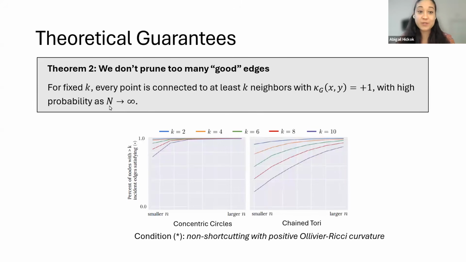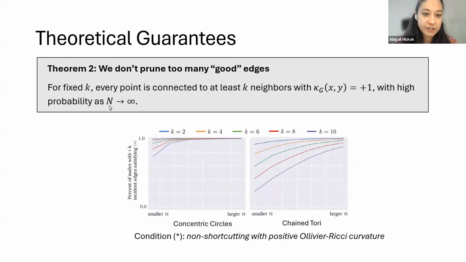Our second theorem says that we don't prune too many of the good edges, which are the edges that are actually along the manifold. So we want to prune our shortcutting edges, but make sure we're still leaving behind enough good edges so that we're still scaffolding our manifold nicely. What this theorem says is that for any fixed number of neighbors k, every point is connected to at least k neighbors with ORC equal to 1, the highest possible value, with high probability as n goes to infinity.